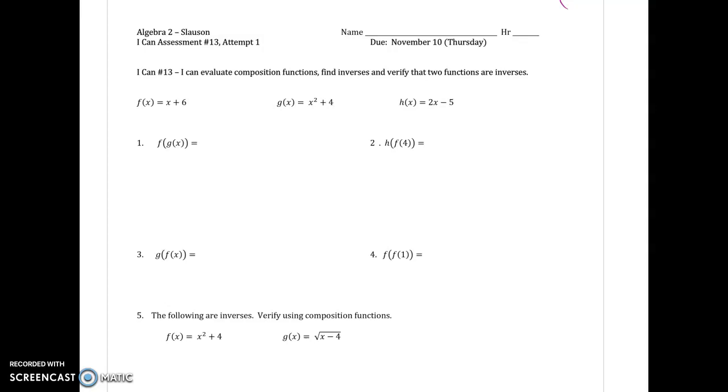We have our three functions. We have f of x, we have g of x, and then we have h of x. So let's take a look at our first function. In this first function, f of g of x, what this is telling us to do is that we are supposed to take g's function and put it into f's function. So literally, this function is going to be going over here into f's function.